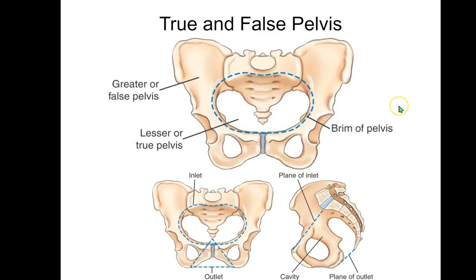So this is again looking from the anterior perspective, but I also want to draw your attention to the dotted line here. This dotted line and this dotted line are meant to represent the same thing, the brim of the pelvis. So let me describe what I'm talking about. The brim of the pelvis is the superior portion of the pubic symphysis. You can see that here and here.